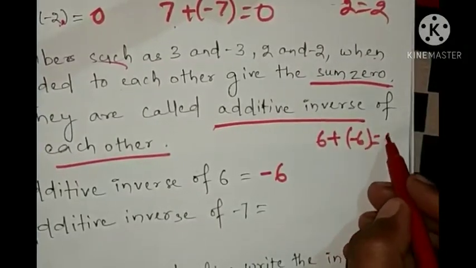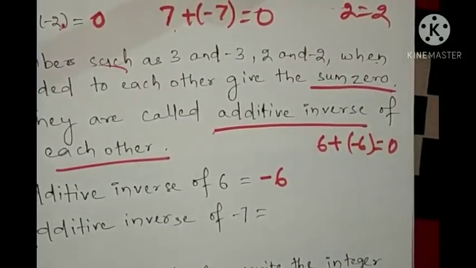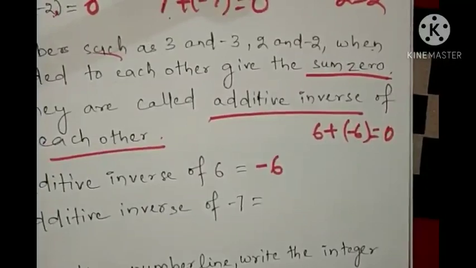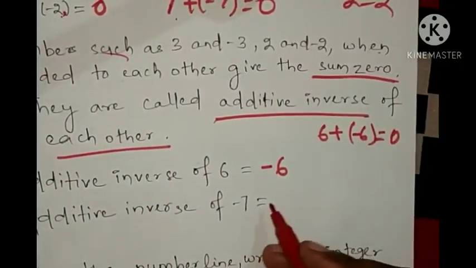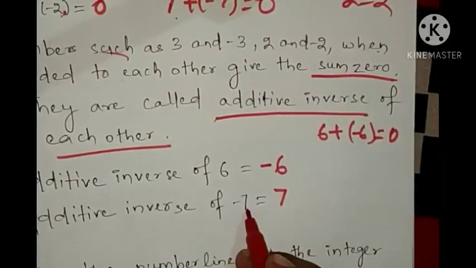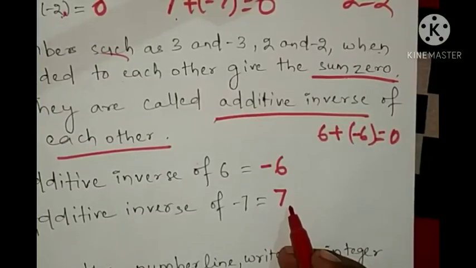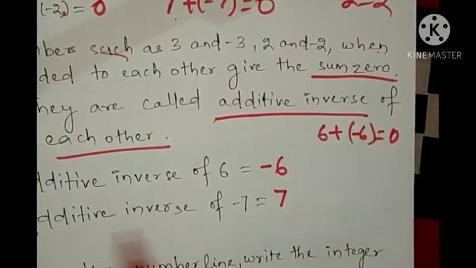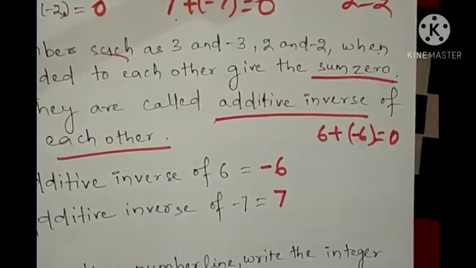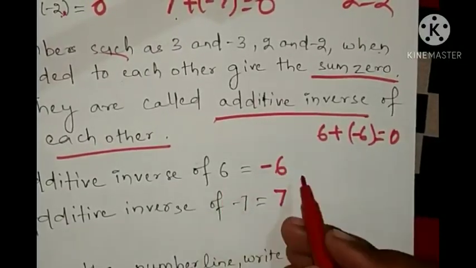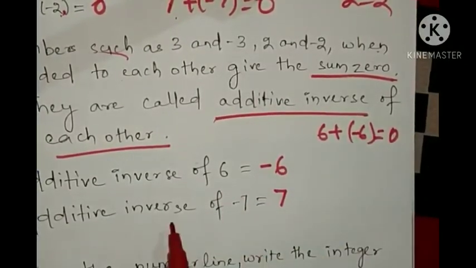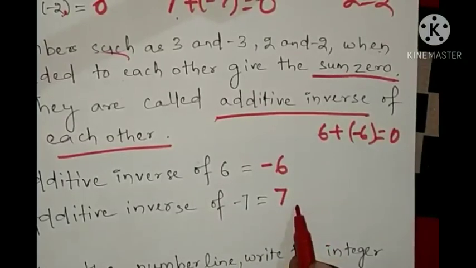6 plus minus 6 equals 0. Like that, the additive inverse of minus 7 is 7. So the additive inverse of a negative integer will be a positive integer. Whenever they ask for the additive inverse, if a positive number is given, you write the negative integer. If a negative integer is given, you write the positive integer.